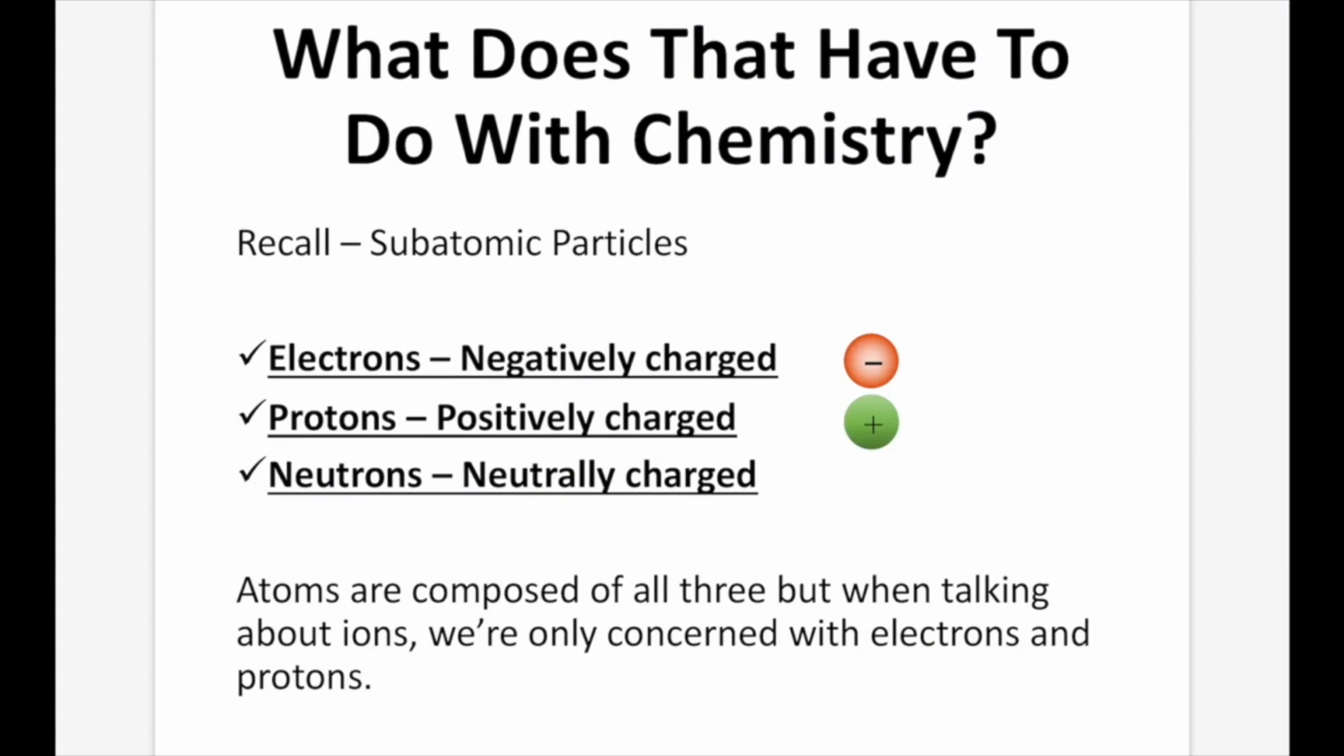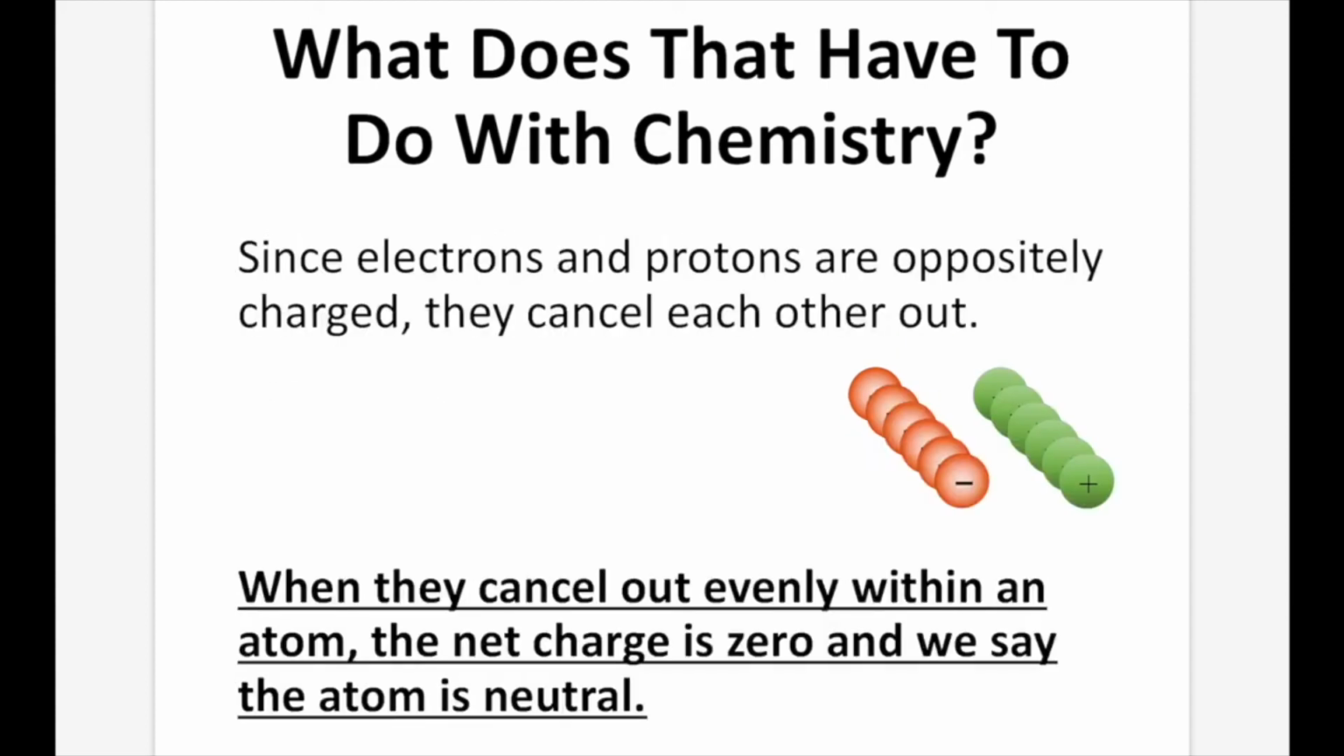So what does this have to do with chemistry? Well, if we recall our subatomic particles, we have electrons, protons, and neutrons. In our example, our electrons are going to be the red, and they're going to be negative, and our protons are going to be the green, and they're going to be positive. Atoms are composed of all three, but when we're talking about ions, we're only concerned with electrons and protons. So since electrons and protons are oppositely charged, they cancel each other out. When they cancel out evenly within an atom, the net charge is 0, and we say the atom is neutral.